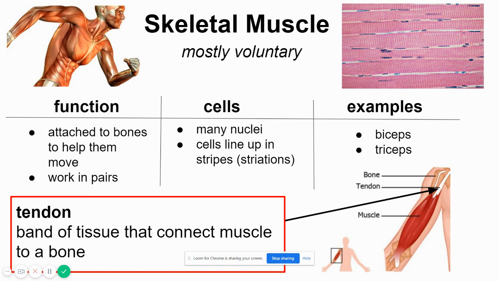The cells in these muscles tend to actually have many nuclei, which is weird. You guys are used to seeing only one nucleus in a cell. And they line up in stripes. So you can look at this picture at the top here. This is what it's going to look like. We see nice big stripes happening here.